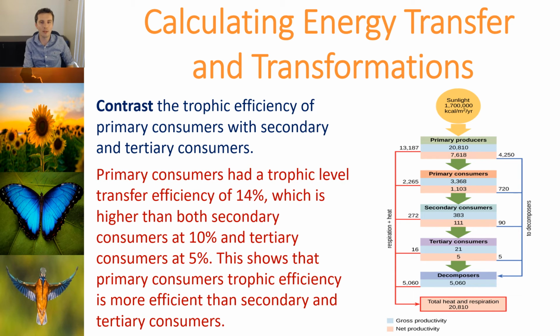So primary consumers had a trophic level transfer efficiency of 14%, which is higher than both the secondary consumers and tertiary consumers. This shows that primary consumer trophic efficiency is more efficient than secondary and tertiary consumers. And this is the key statement I'm looking for. If it's a data test or any type of question like that, you're using your evidence and you need to make sure you're incorporating your evidence in. So I'm giving you a mark for using your evidence here, for calculating both of them and using it, and 1 for your statement, which actually is comparing them.